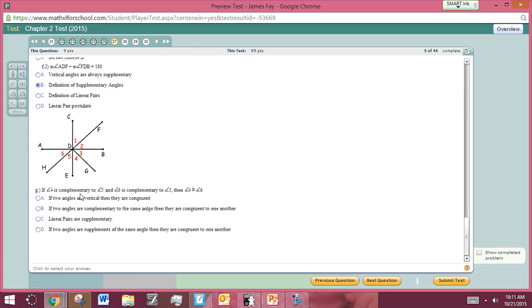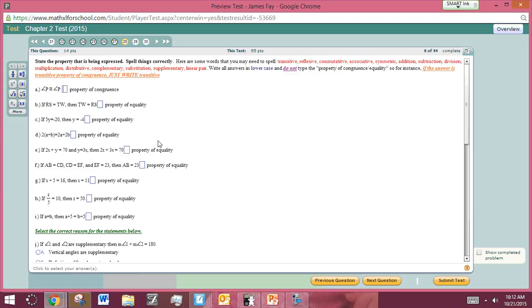If angle 4 is complementary to angle 5 and angle 6 is complementary to angle 5, then angle 4 is congruent to angle 6. That is the idea that if two angles are complementary to the same angle, then they're congruent to one another. That's the congruent complements theorem, which is option B here. Number 28: I'm just trying to get you to recognize your properties.